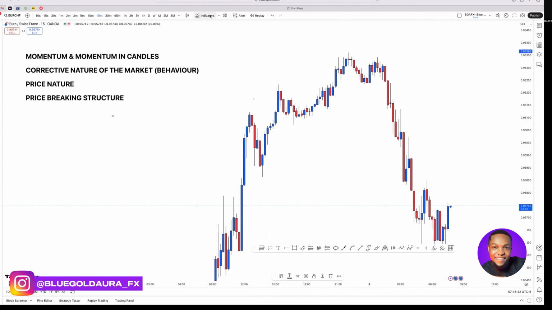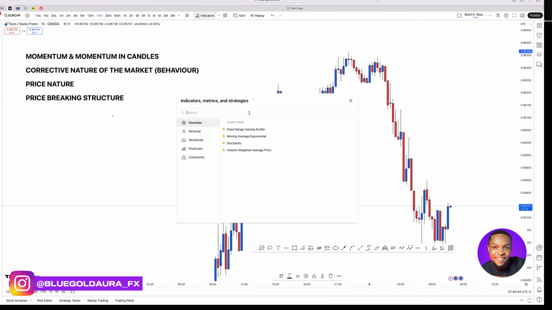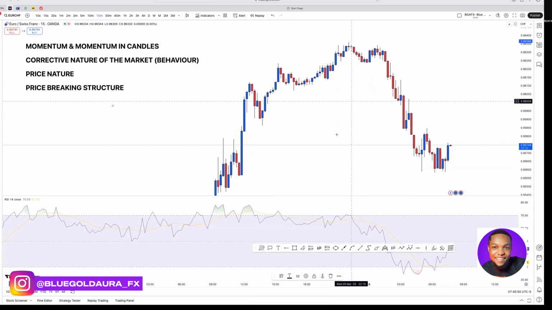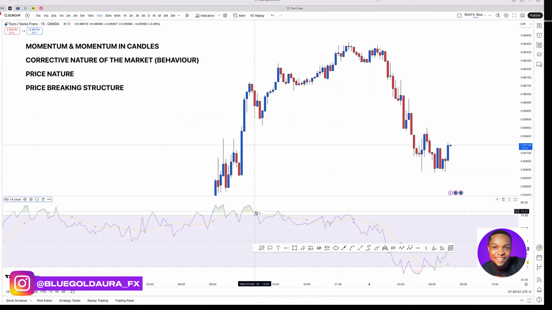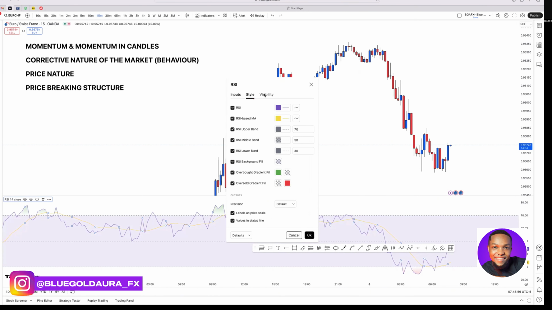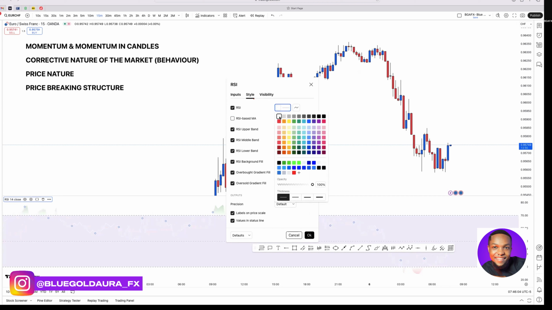I like to look at this using the RSI. It's much cleaner for me. So let's put the RSI on. We can actually remove this yellow line. We are not interested in it. And we can also remove the background. I think we need it, yeah, I think we need it.